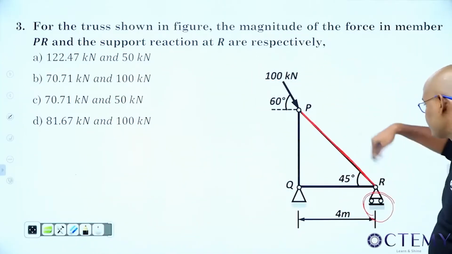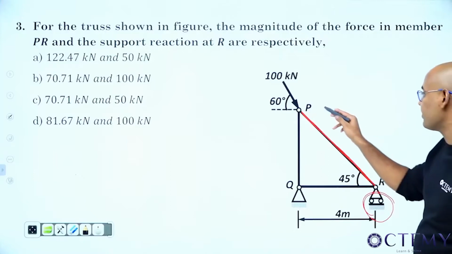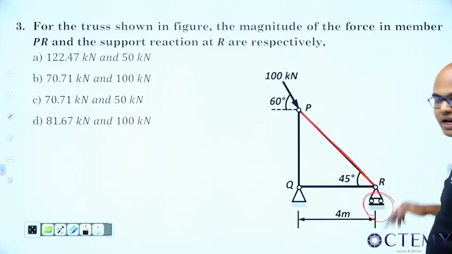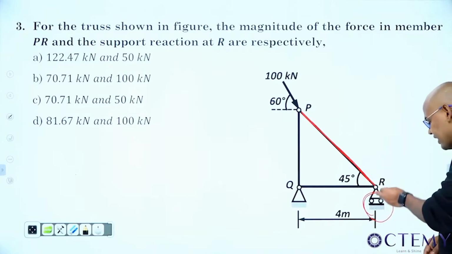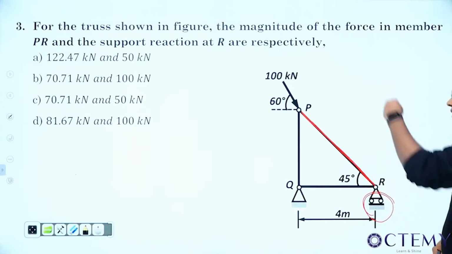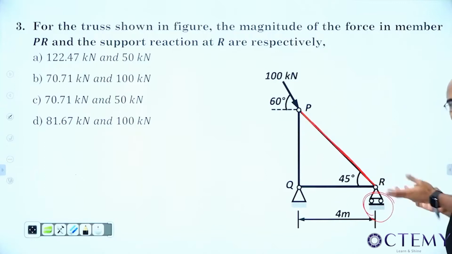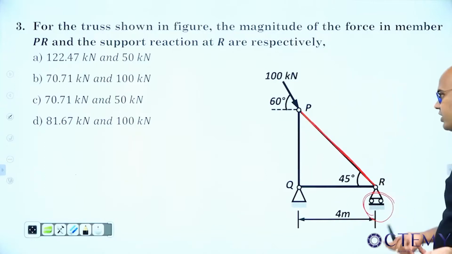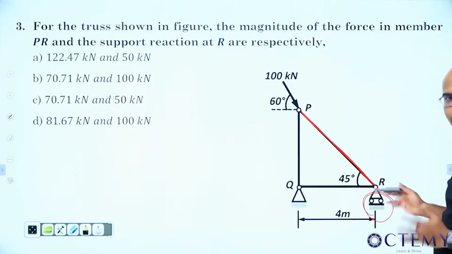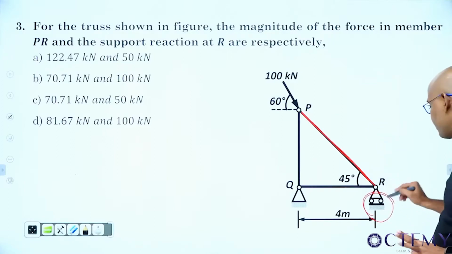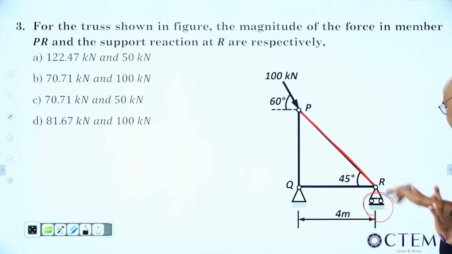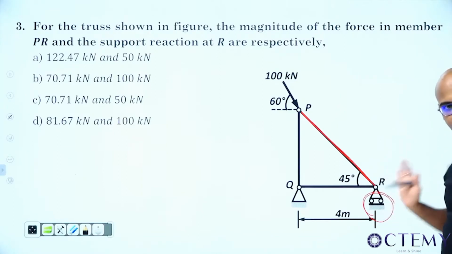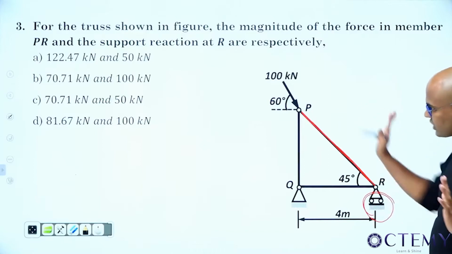And he's asking the force in which member? PR. So that means I have to draw the free body diagram of either P or R. Anyhow, I am finding the support reaction here. I will draw for P or R, that will not be having any trouble for me. So I will go with R because it's looking simpler. So first find the support reaction at R, then draw the free body diagram of R. This is the plan. First find the support reaction of R, then free body diagram of R, and get the force in member PR.